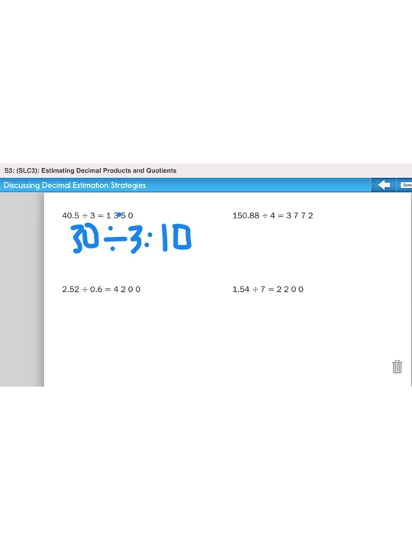150 88/100 divided by 4. Let's think about it as 160 divided by 4, because once again we're rounding it to make an estimate, and we know that 160 divided by 4 equals 40. So my answer with these 3 digits, 3772, has to be close to 40. So I'm going to place my decimal point right in between the 2 sevens. So my answer would be 37.72.